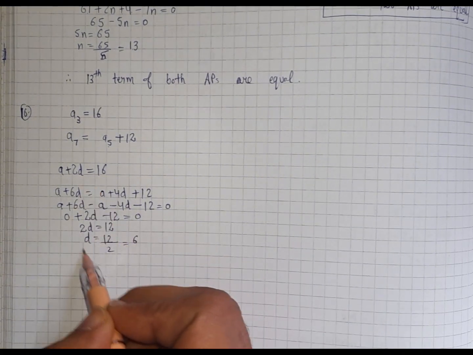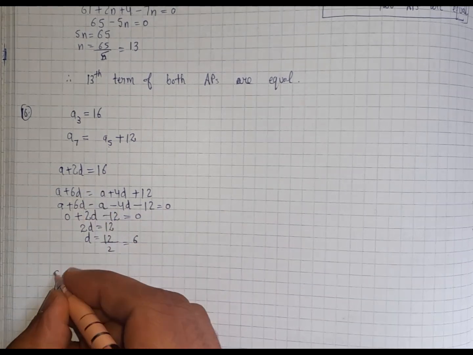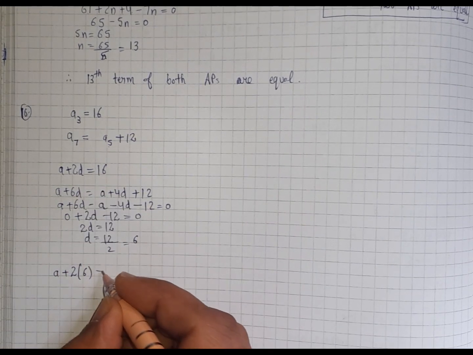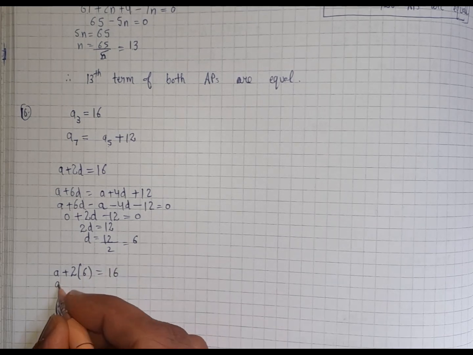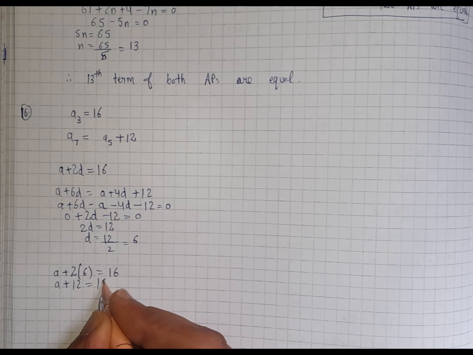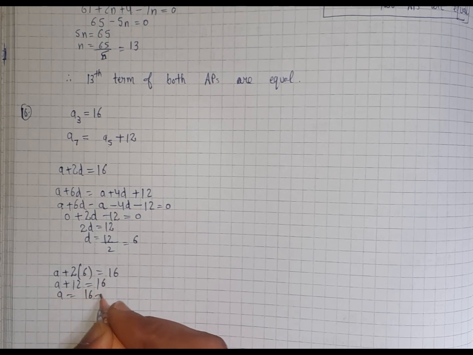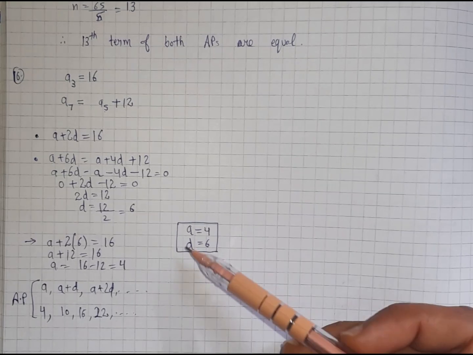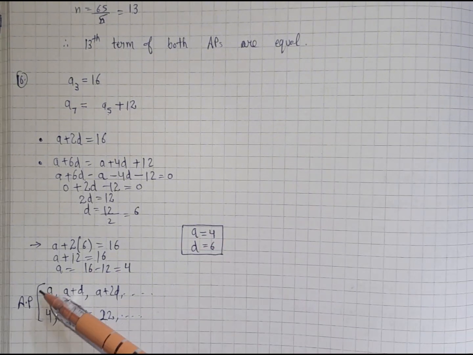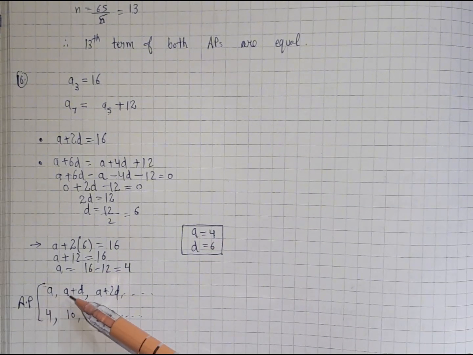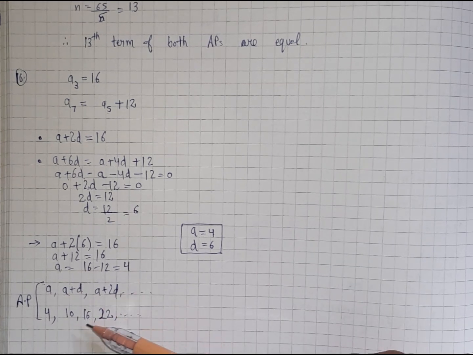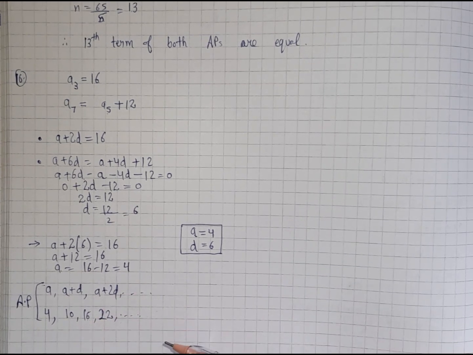After putting the value of D in this equation, we will have A plus 2D equals 16. That is A plus 2 into 6, 12. A equals 16 minus 12, that is 4. After solving, we have A equals 4, D equals 6. So the AP is: first term 4, second term A plus D, that is 10. Next term A plus 2D, that is 16, 22, and so on.